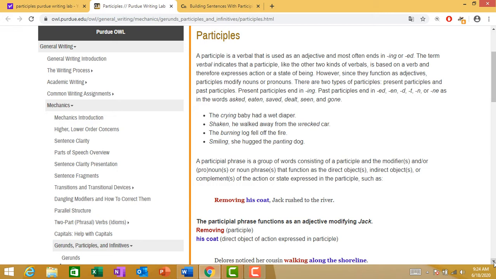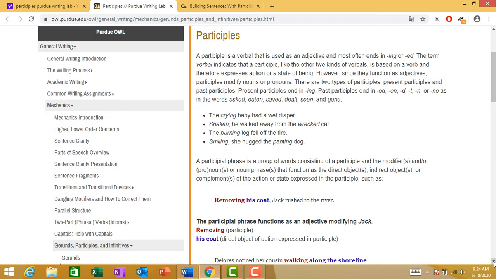But first thing you need to remember: with participial phrases, you should avoid confusing them with gerund phrases. We'll look at that in a little while. But before we get into participial phrases, let's first look at the participle. What is a participle? A participle is a verbal that is used as an adjective and most often ends in -ing or -ed. Because it ends in -ing, it can be very easy to confuse it with the gerund phrase. Let's keep going. You will see what I'm talking about in a few minutes.